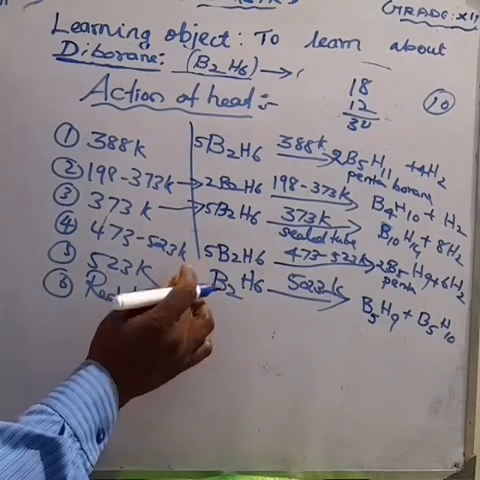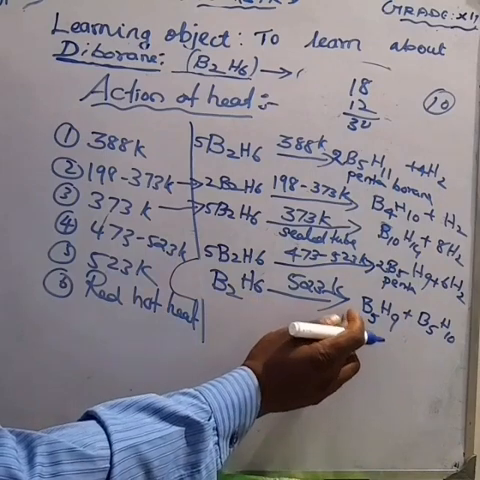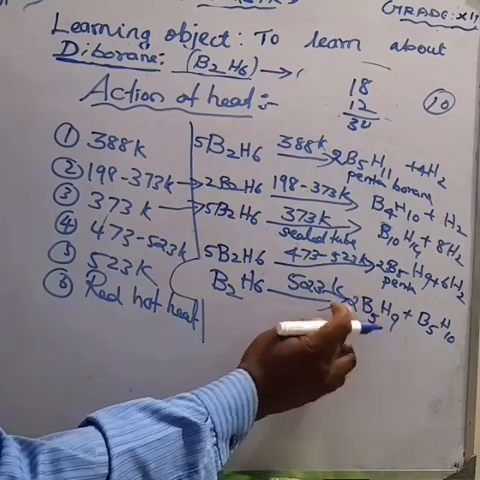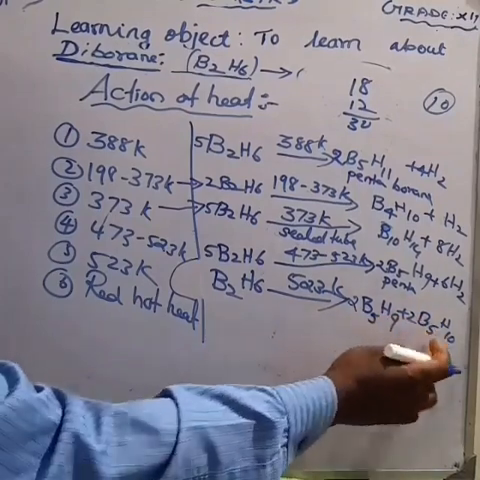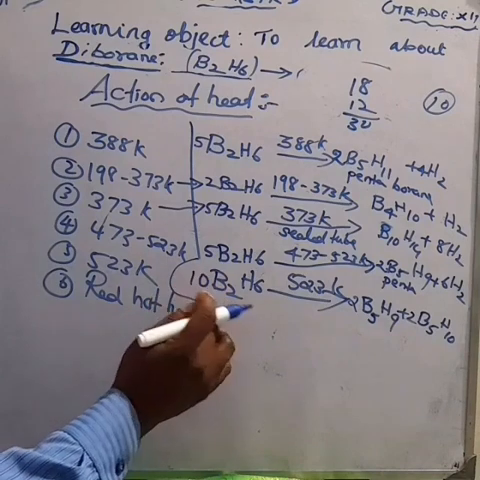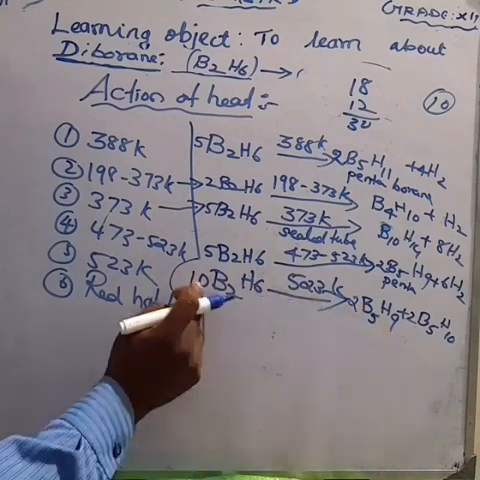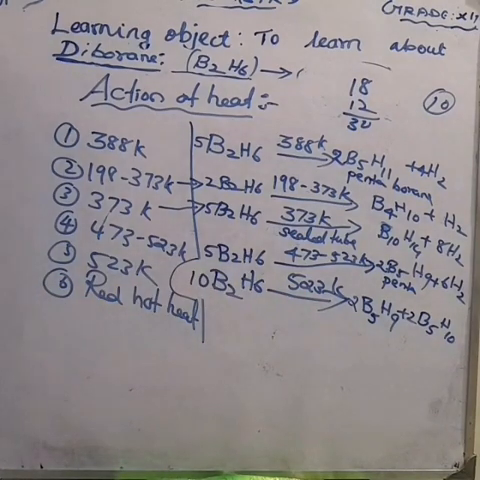How can you balance the equation? First, on the product side, multiply the first compound by 2 and the second compound also by 2. So 2 fives are 10, and 10 plus 10 is equal to 20. On the reactant side, if you make 10, 10 into 2 is equal to 20. Now the boron is balanced.